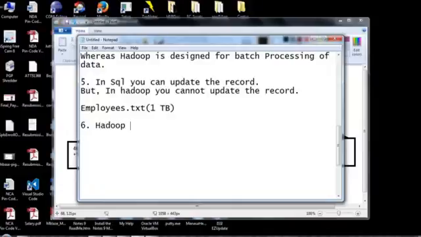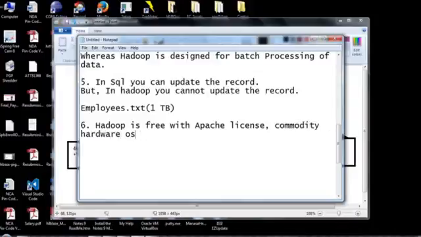Hadoop is free, which we have discussed in the last class also, with Apache taking ownership of the entire development of Hadoop, which is free with the Hadoop license, and also commodity hardware is sufficient.